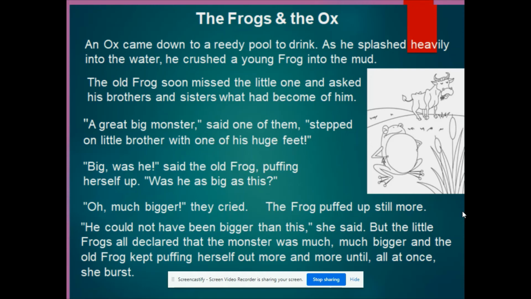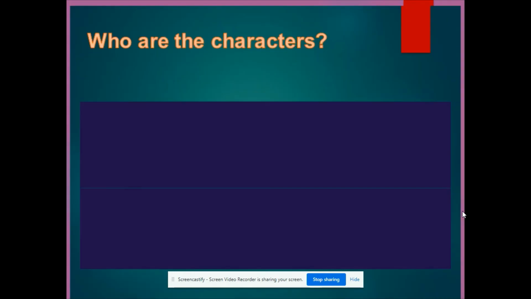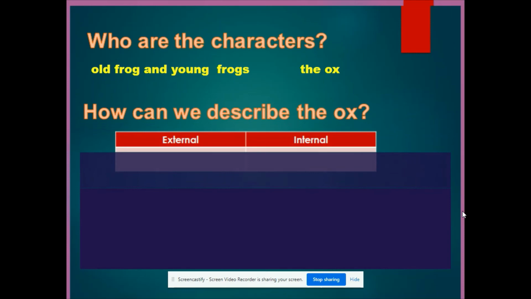So remember, pause the video and take your time reading this fable. So let's go ahead and work on this together. Then your job is to find the character traits for the other characters that I'm not going to mention, okay? So first, who are the characters in this story? Yes, you're right. We have the old frog, the young frogs, and the ox.